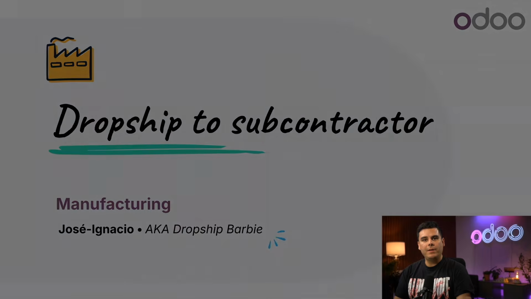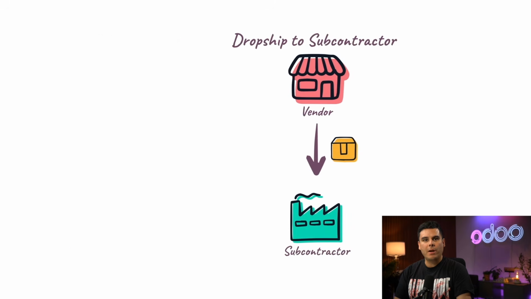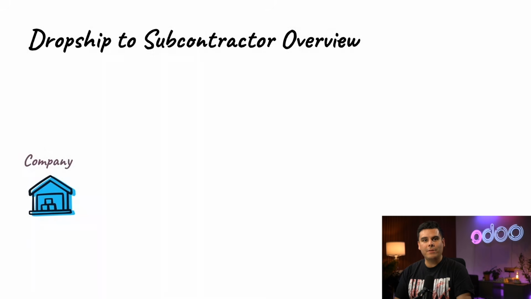In the previous video, we talked about resupply subcontracting, in which our company supplies a subcontractor with components directly from our own warehouse. However, sometimes we want to dropship a subcontractor with components directly from a separate vendor instead of shipping the components from our own warehouse. So here's a breakdown of how this works in Odoo.